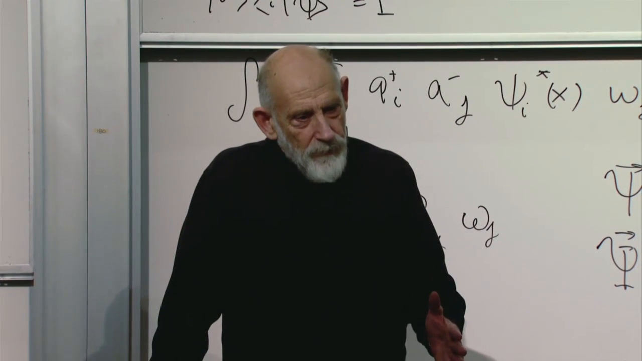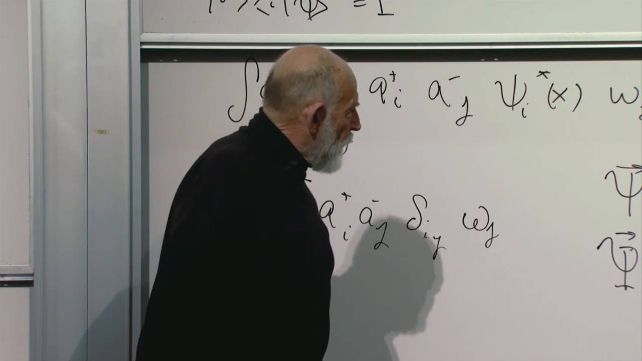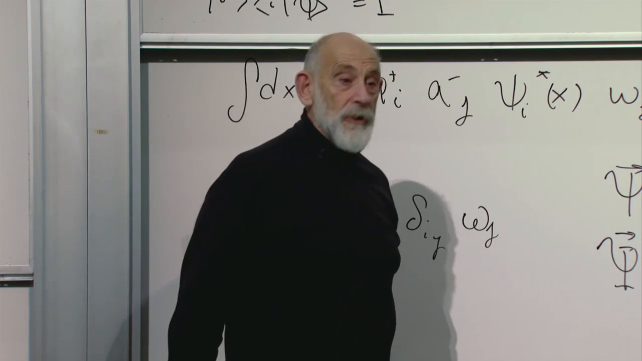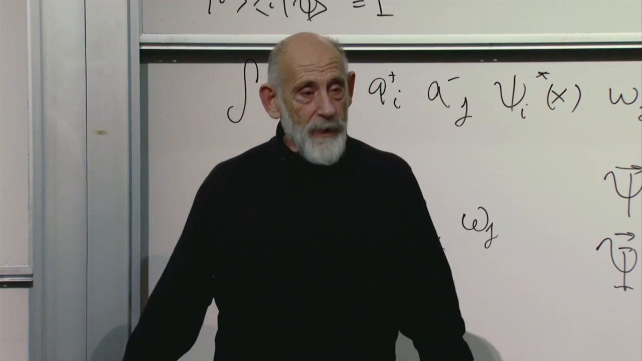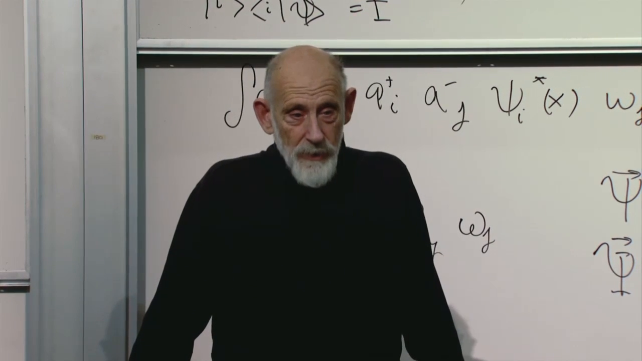That's a good concept for photons. The density of photons itself is not a good concept. So psi star psi is E squared plus B squared. If you know any electrodynamics, you know that E squared plus B squared is the energy density.